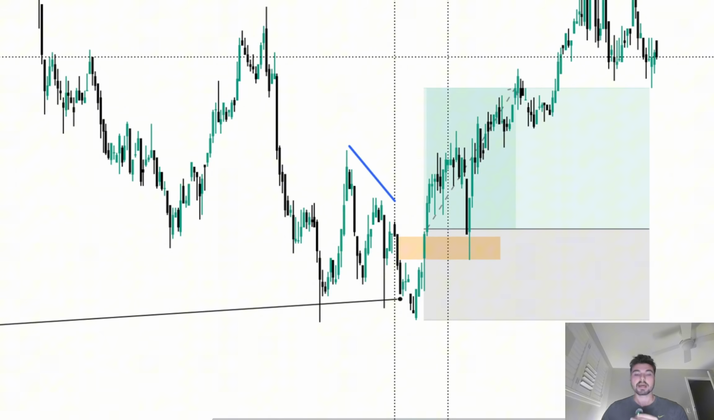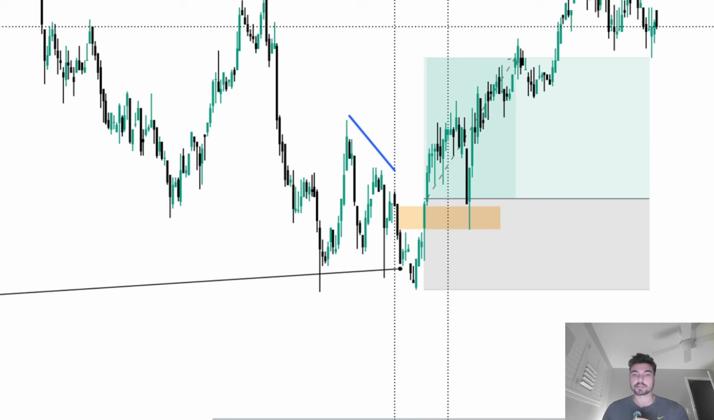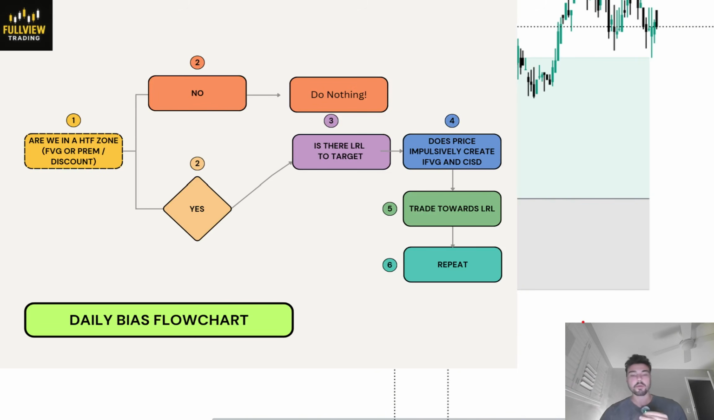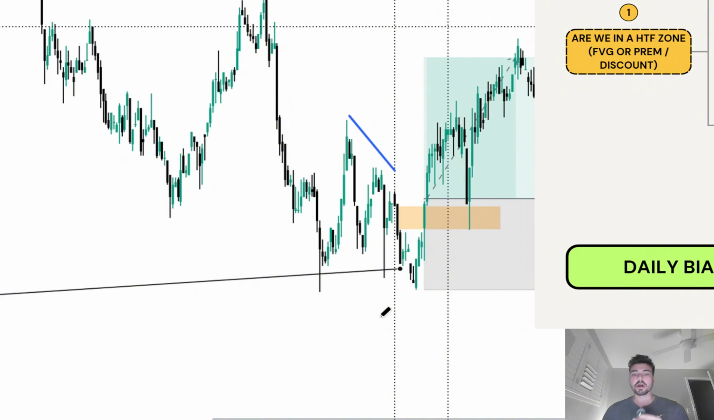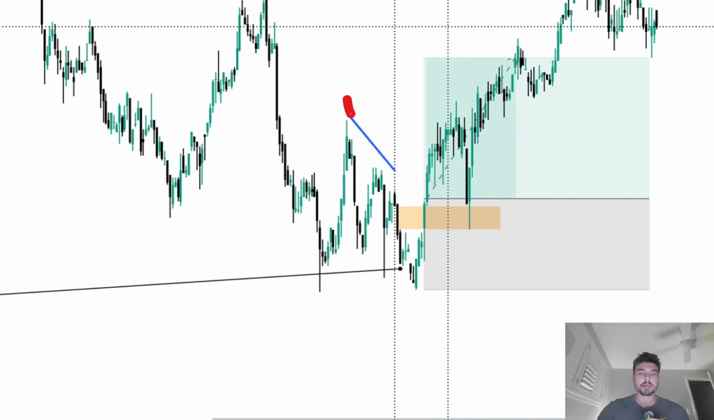This is what it looks like, and this is today's price action. Now let's go back to that flowchart. I'll get it up on the screen here. Step number one, are we in a high time frame optimal trade entry or fair value gap? Yes, we give it a tick. Do we have low resistance? Yes, we do. Give it a tick. Do we have an impulsive inversion? Yes, give it a tick.